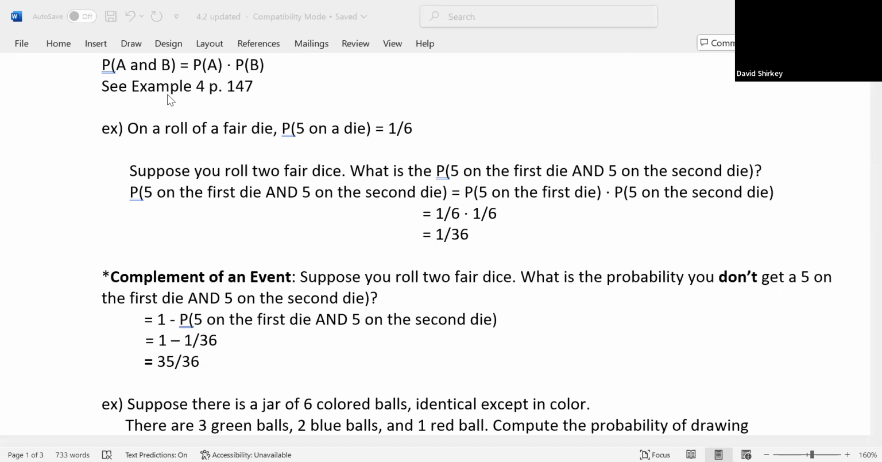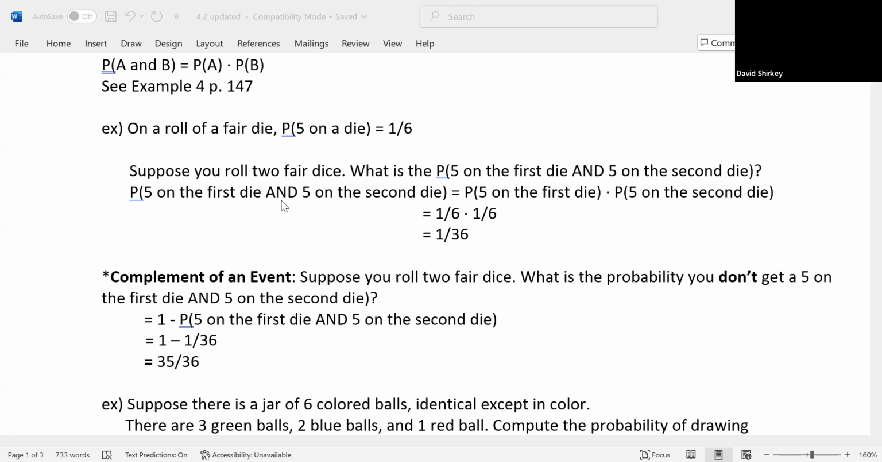Take a look at example 4 on page 147. On a roll of a fair die, what's the probability that you get a 5 on the die? That's 1 out of 6, right? There's 6 sides and one of them is 5. Suppose you roll 2 fair dice. What's the probability of 5 on the first die and 5 on the second die?